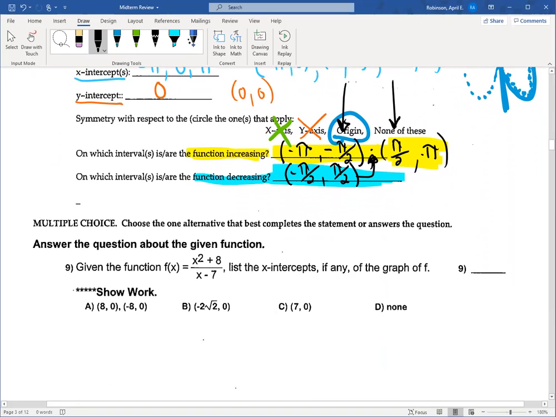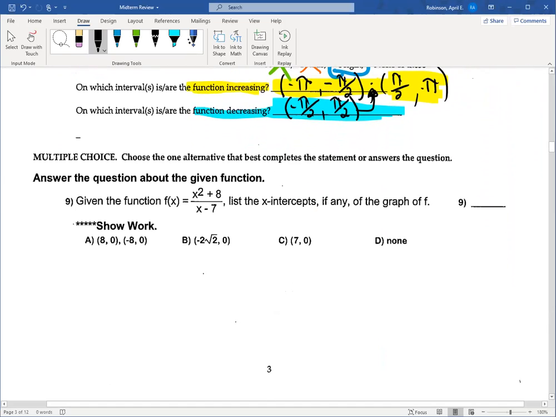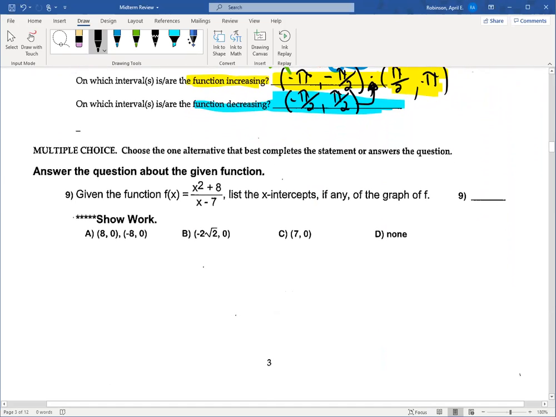All right, answer the question. Given the function f of x equals blah, blah, blah, list the x-intercepts, if any, of the graph. An x-intercept is where it crosses the x-axis, and that is when the y coordinate is 0. So we are going to have to put a 0 right here. Remember, f of x is really your y coordinate, so we put a 0 there.